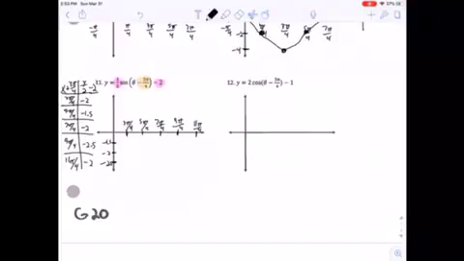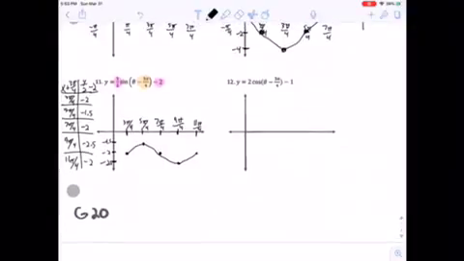So now plot your points. It starts in the middle, to the top, to the middle, to the bottom, to the middle, and draw your graph. Okay?